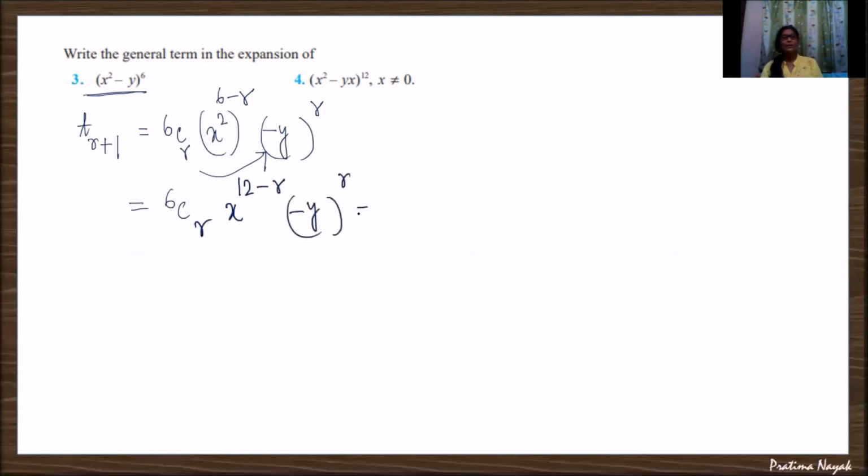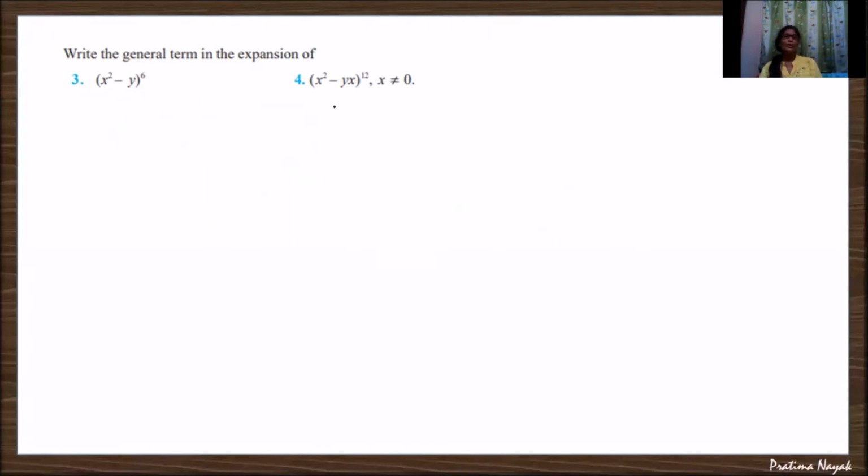How to write minus y to the power r? Minus 1 to the power r, you will take outside. So 6Cr, x to the power 12 minus r into y to the power r. Answer. Question number 4 also we can go the same way.